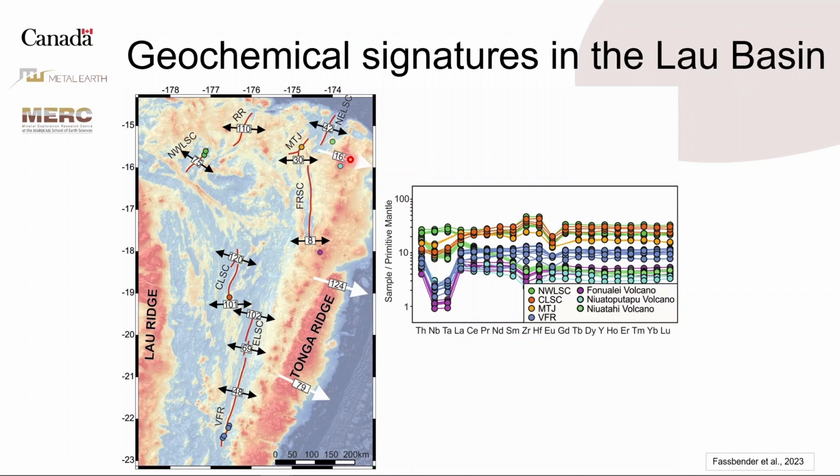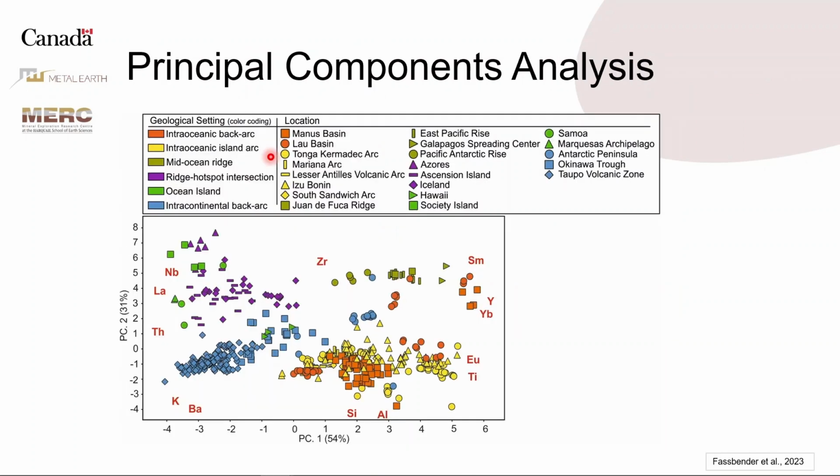their overall REE concentrations. And then we have samples from the Central Lau Spreading Center, NWLSC, and MTJ. And those samples basically lack negative niobium tantalum anomalies. They do have negative europium anomalies, and they generally have flat REE patterns. So we have quite a spread of geochemical signatures here. So to investigate the underlying systematics for that, we performed a principal components analysis.